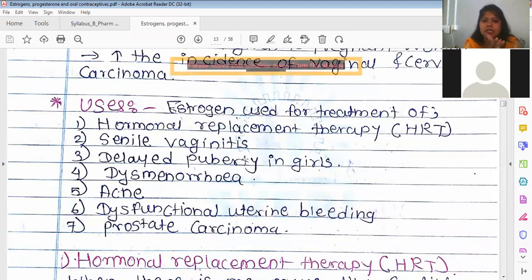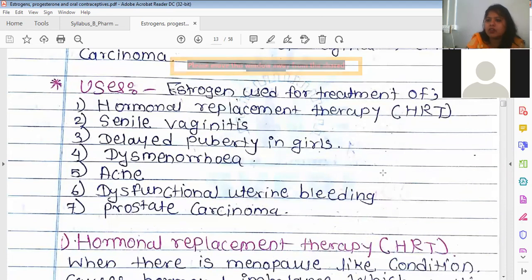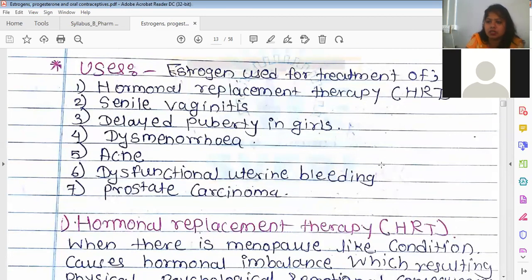The estrogen is specifically given in the treatment of hormonal replacement therapy. Also in senile vaginitis, in delayed puberty in the girl, in the dysmenorrhea situation, acne problems. It is given in dysfunctional uterine bleeding, and also it is given in prostate carcinoma. Clear? These are all related with the sexual disorders, sexual reproductive system disorders.